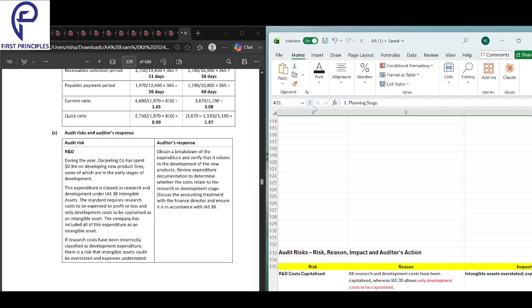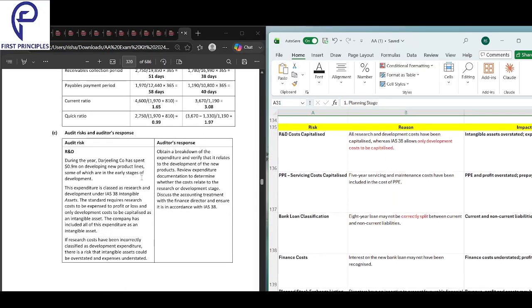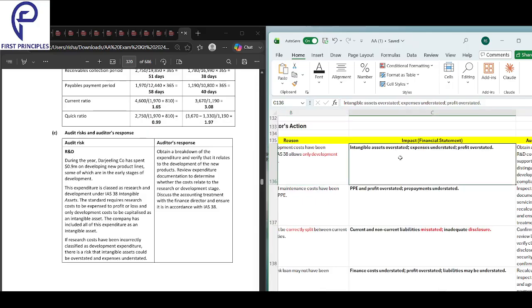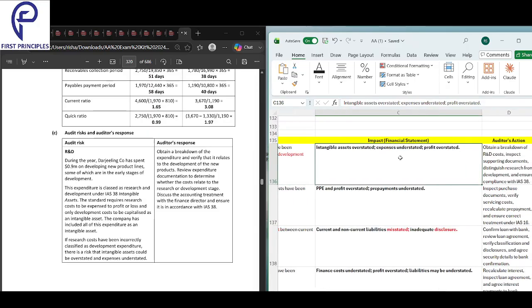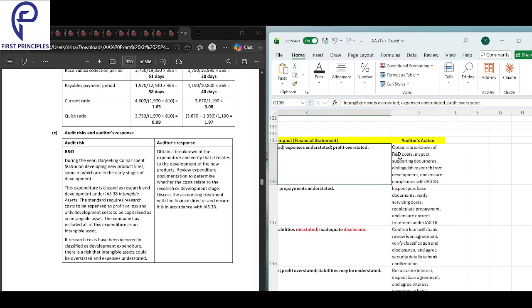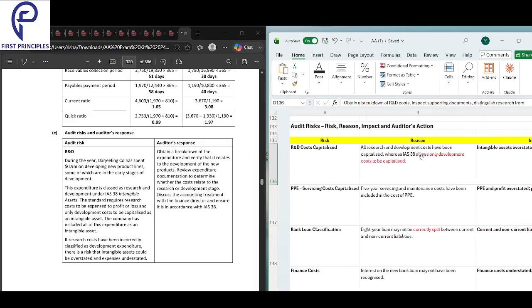Then we looked into audit risk, which I've simplified here. The first problem is that research cost has been capitalized. You cannot capitalize research cost. The impact is that intangible assets are overstated, expenses are understated, and profits are overstated. So what should you do as an auditor? Obtain a breakdown of the research and development cost, inspect the supporting documentation, distinguish research cost from development cost, and ensure that everything is as per IAS 38.